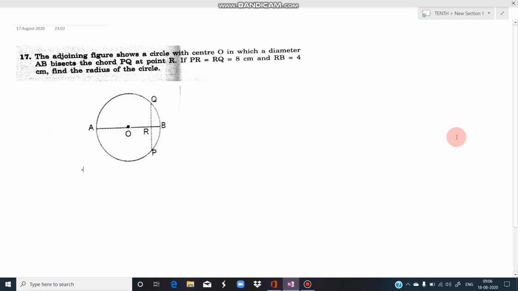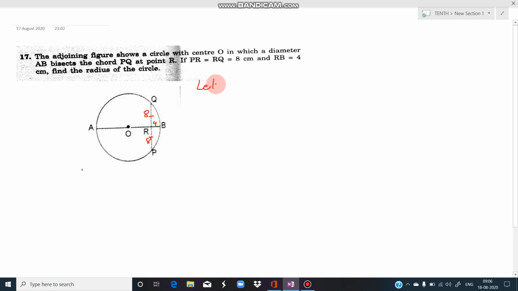In this question, we are given there is a circle with center O. Then we are given that this AB is the diameter. Then it is given that AB bisects the chord PQ. We are given PR and RQ are equal, each of them is equal to 8 centimeter, and RB is equal to 4 centimeter. You have to find the radius of the circle.